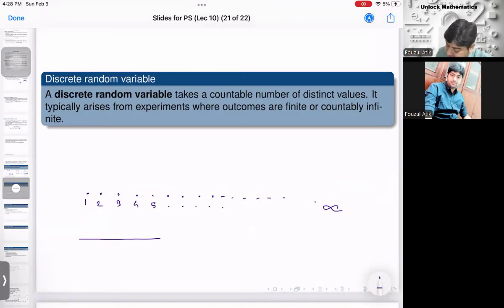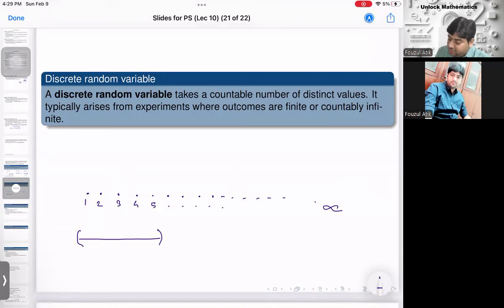But how many points are there in this interval? You cannot count, right? So these are continuous value points. Now, till now, the random variables we discussed in the first example, where x equals 7, x equals 3, 2, these are the discrete type, right? All the examples we have discussed here are discrete type random variables.